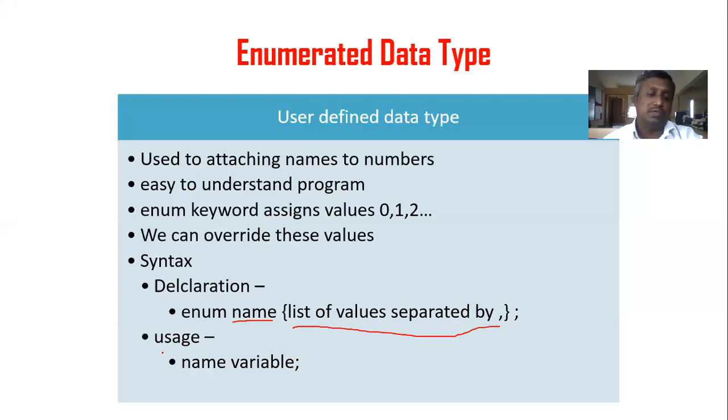And how to make use of it? It is as simple as using any other data type. If it's going to be an integer data type, we write integer followed by a variable name. The same way here, the enumerated data type name and a variable to make use of it. The variable can hold any values of the enumerated data type.